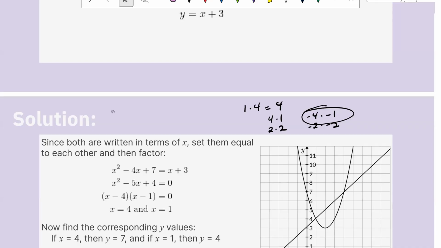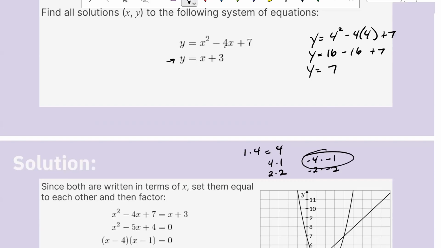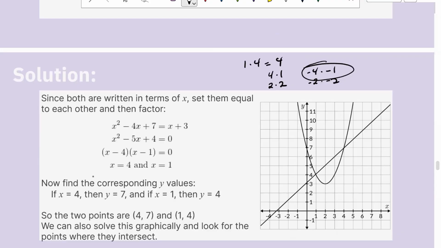Now that we know what x equals for x equals 4 and x equals 1, we're going to go back up here and plug that in for our quadratic. When we do that, for when it's 4, we say y equals 4 squared minus 4 times 4 plus 7, y equals 16 minus 16 plus 7, and we get y equals 7. If we plug 4 in for this second one, we also get y equals 7. So the corresponding y value is y equals 7 for when x equals 4.